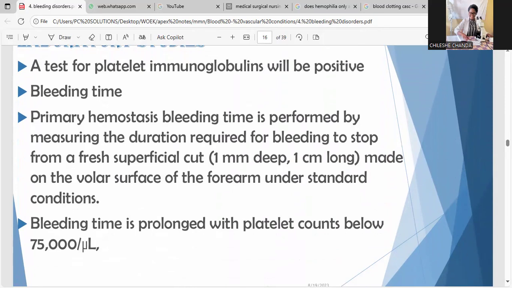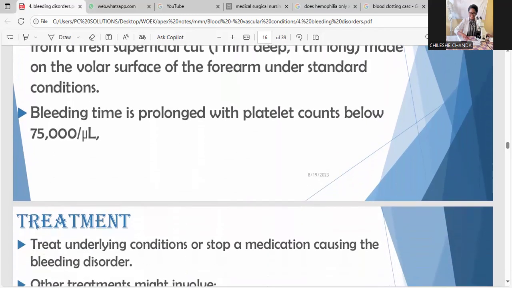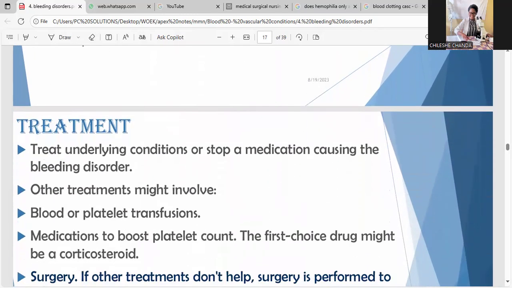Primary hemostasis. Bleeding time is performed by measuring the duration required for bleeding to stop from a fresh superficial cut made on the volar surface of the forearm under standard conditions. Bleeding time is prolonged with platelet counts below 75,000 micrograms per liter.